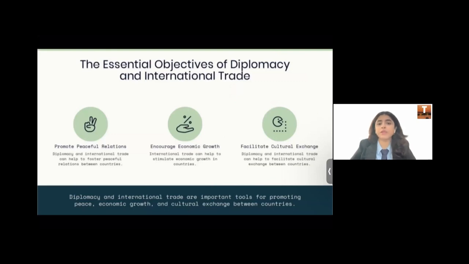Now coming to the next part, the essential objectives of diplomacy and international trade. As we have previously learned about the meaning behind both these topics, now what are the objectives behind it? The essential objectives of diplomacy and international trade are closely intertwined, and they serve the interest of nations. Here are the key objectives of diplomacy and international trade.